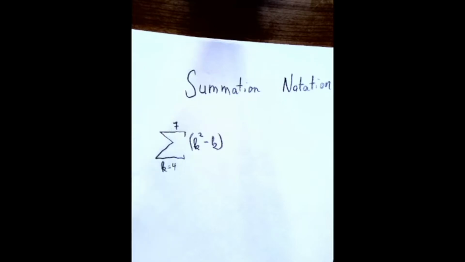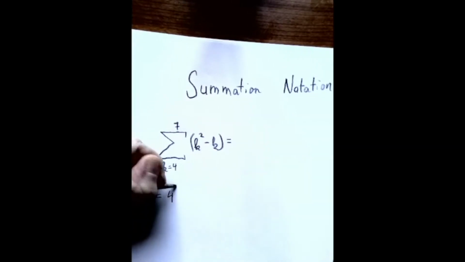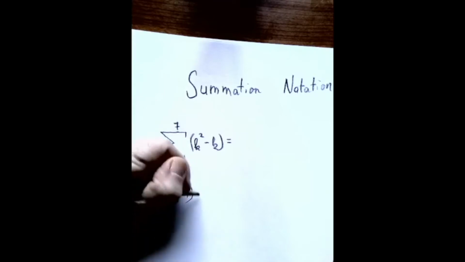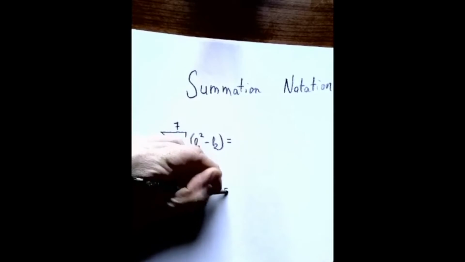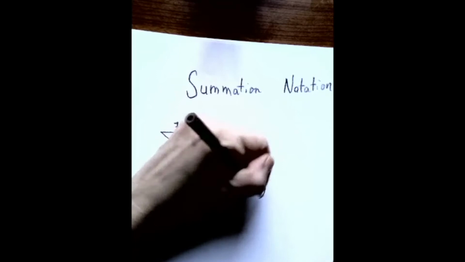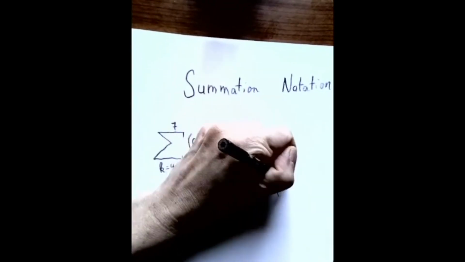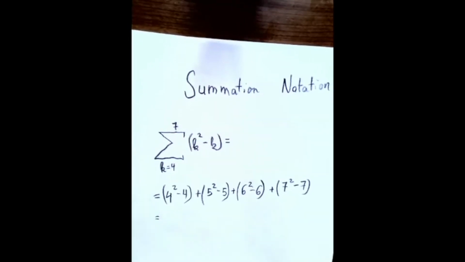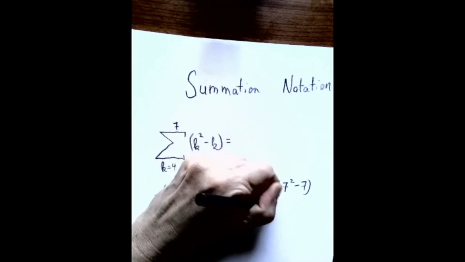So basically this is just a translation. This thing equals, our first value is 4, so we have 4 squared minus 4. Then the second value, we roll up to 5, 5 squared minus 5. And then we roll up to the next number. And we do this all the way until we reach the number that's indicated on the top of sigma. And now there is nothing new, we just add this short little sum. 52, and we get 104.